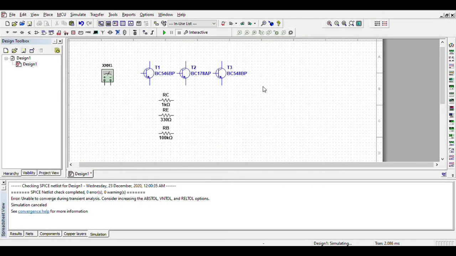For the experiment, I prepared all the equipment that is going to be tested today. Here we have the resistors, three of them: RB with 100 kilo ohm, RC with 1 kilo ohm, and lastly RE with 330 ohms. Right above here we have all the transistors. The first transistor is the BC546BP, the second is the BC178AP, and lastly the BC548BP. We will start our experiment with part 1.